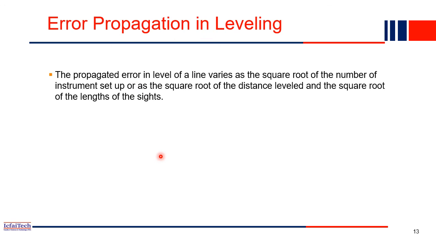Errors are basically propagated. Once you make errors, some error will be propagated in each reading, and sometimes the errors may increase as cumulative error. Sometimes they are compensating errors. The error propagation in a leveling line varies as the square root of the number of instrument setups.